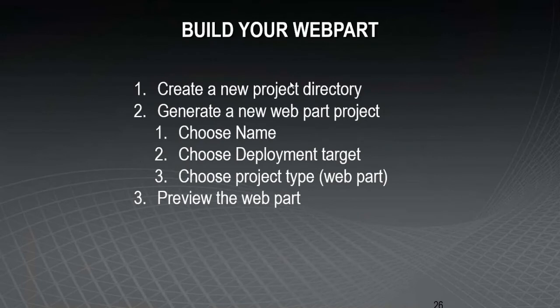So let's build our web part. How do we do it? We create a new project directory from our command prompt, make a directory using the md command, and cd to this directory using the change directory command. We'll generate a new web part project, give it a name, choose where we're going to deploy it, choose the project type, and then we'll take a look at it.